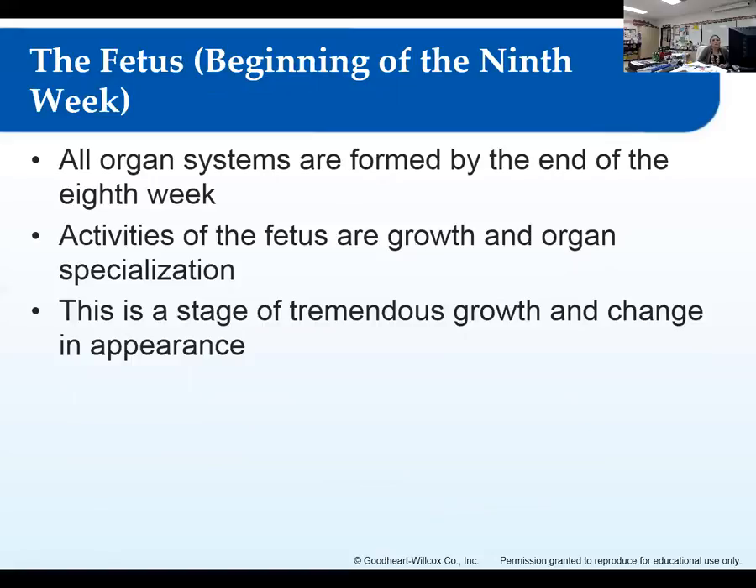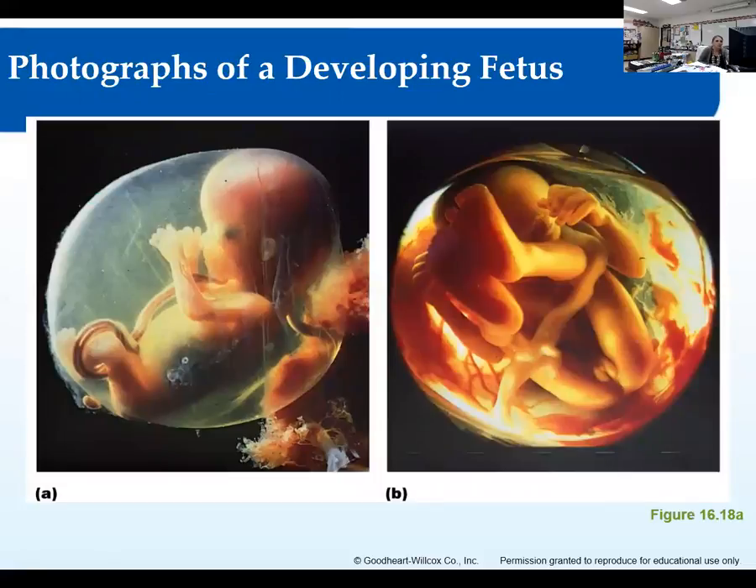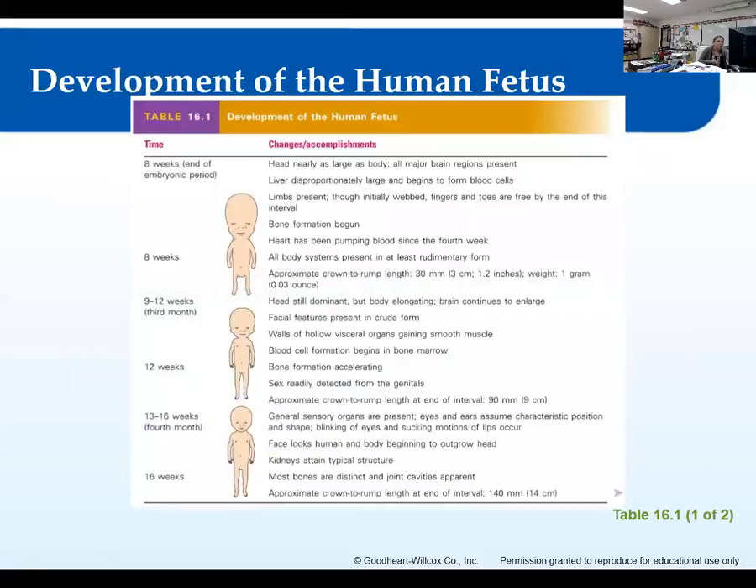Again, the fetus, this is beginning the 9th week. All organ systems are formed by the end of the 8th week. All the bases of the organ systems are formed at that point. Activities of the fetus are basically growth, and then organ specialization and development continues to occur. Lots of growth, change in appearance. I mean, it's crazy. So, photos of a developing fetus, fingers and toes already. This is all from the old textbook too. It's got so much good information in it.